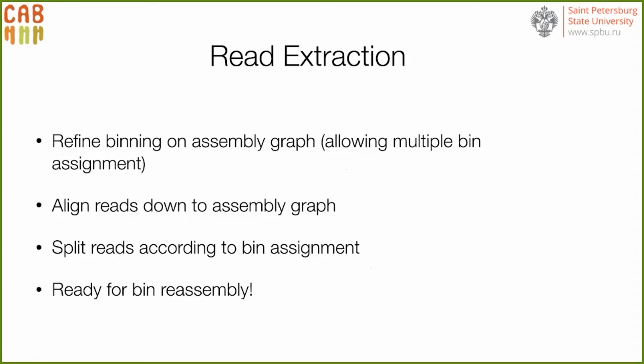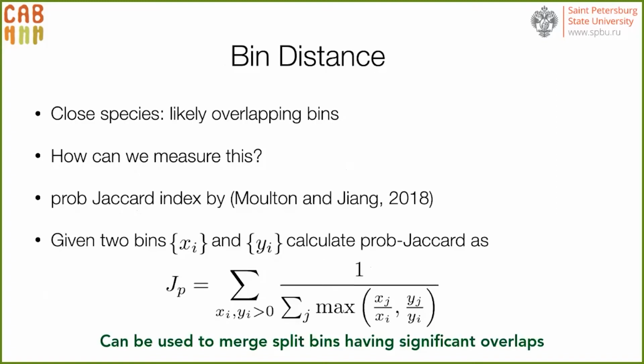We can further utilize those refined bins with multiple assignment for various purposes. For example, if we have raw reads instead of just the assembly, we align them back down to the assembly graph, split reads according to the bin assignment, and reassemble them with individual bins to improve the quality of the assembly. We also try to estimate the phylogenetic distance between species represented by our bins.